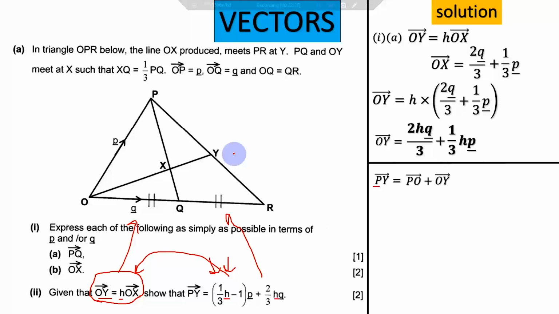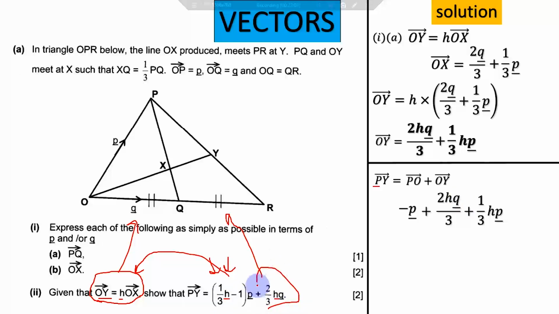Vector PO is what? We're going in the opposite direction to the arrow. So the opposite of OP is negative P. Then OY, we've already found OY here. So we introduce it. Now, when you reach this stage, because you are showing, don't factorize it the way you feel like factorizing. No. Check what is here.